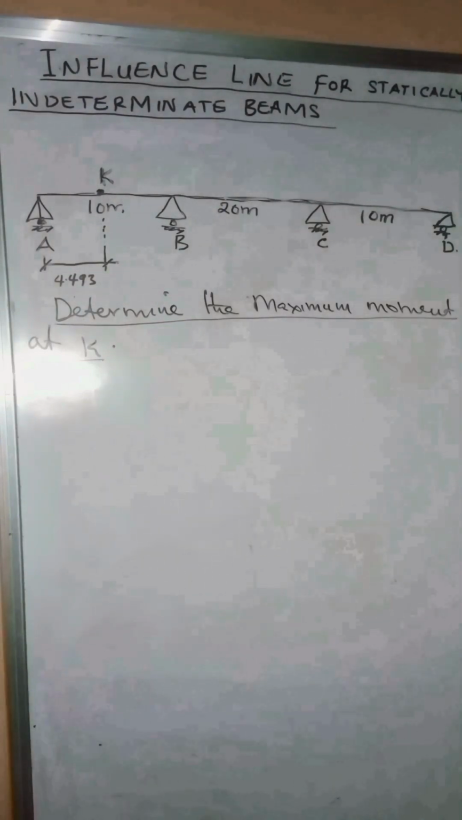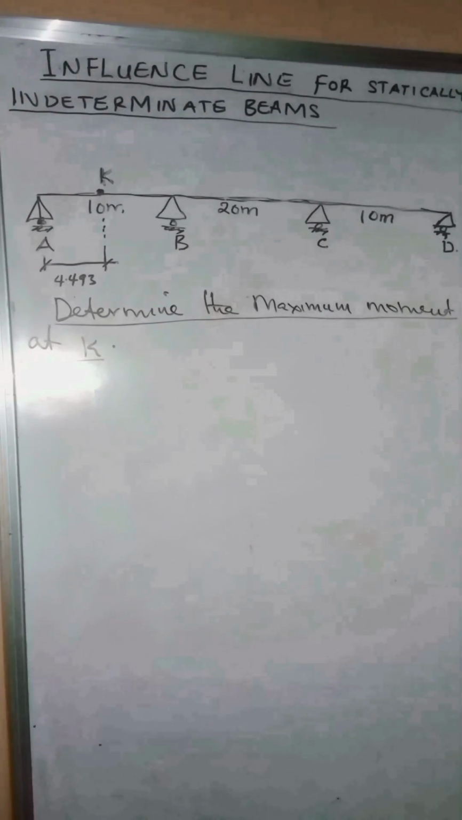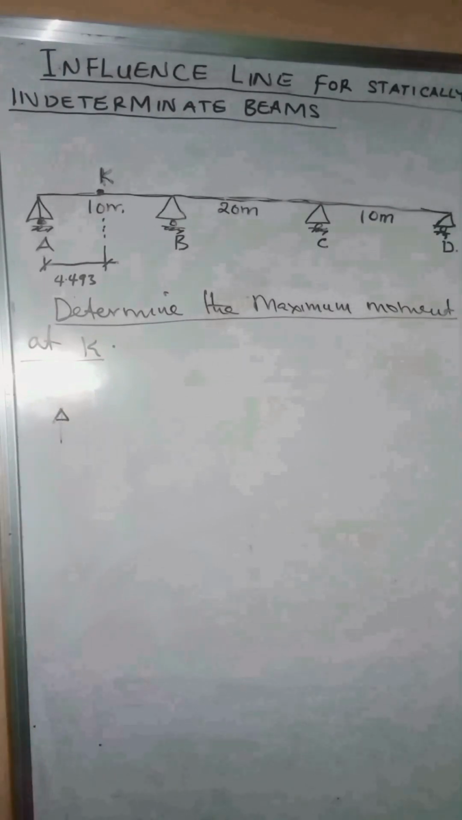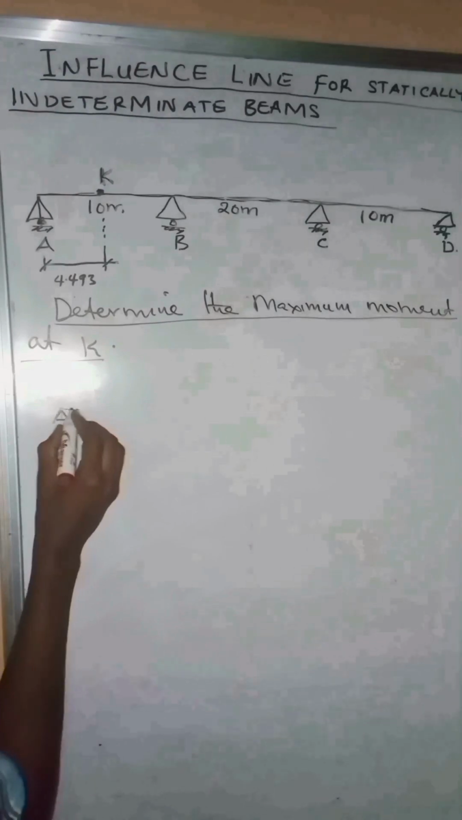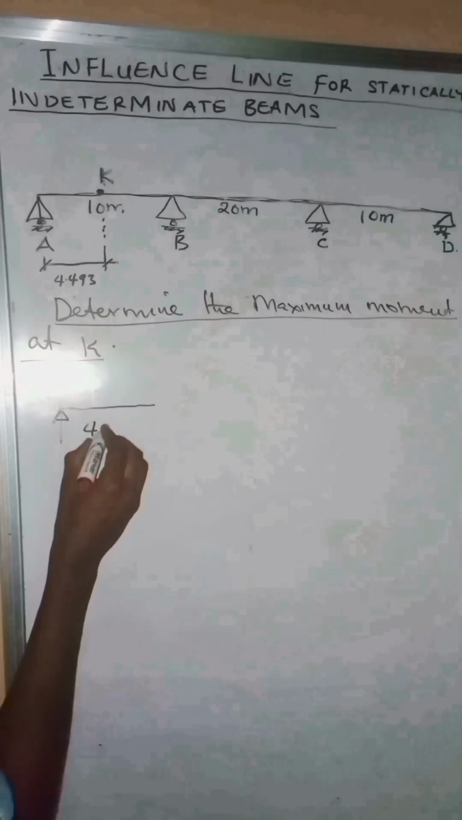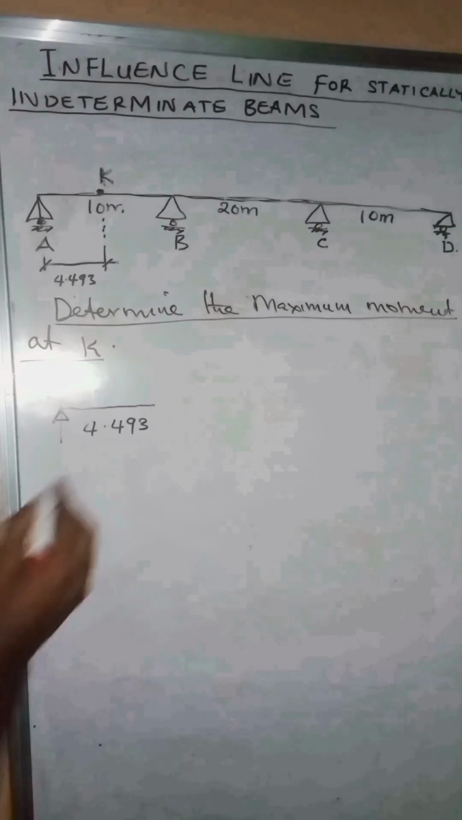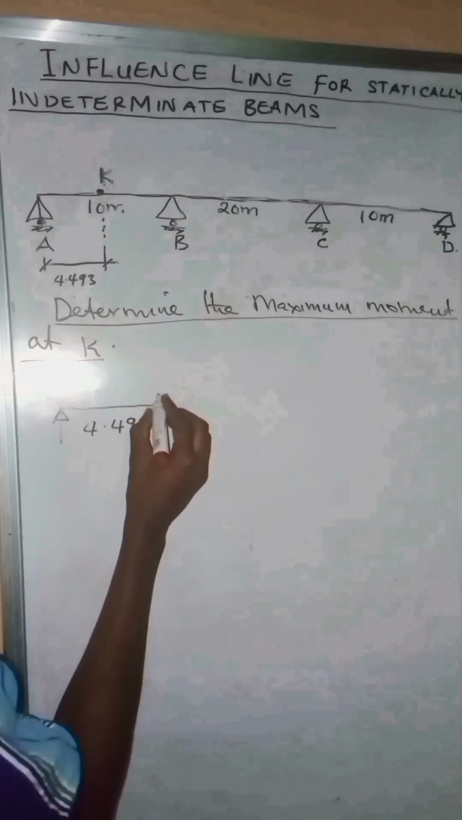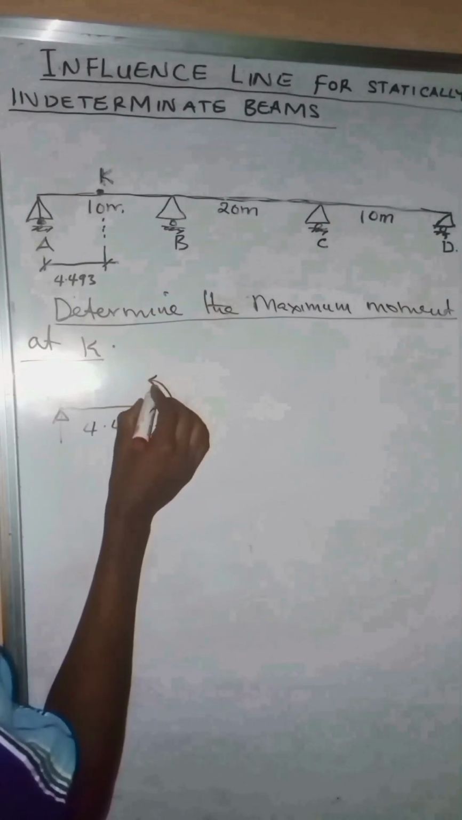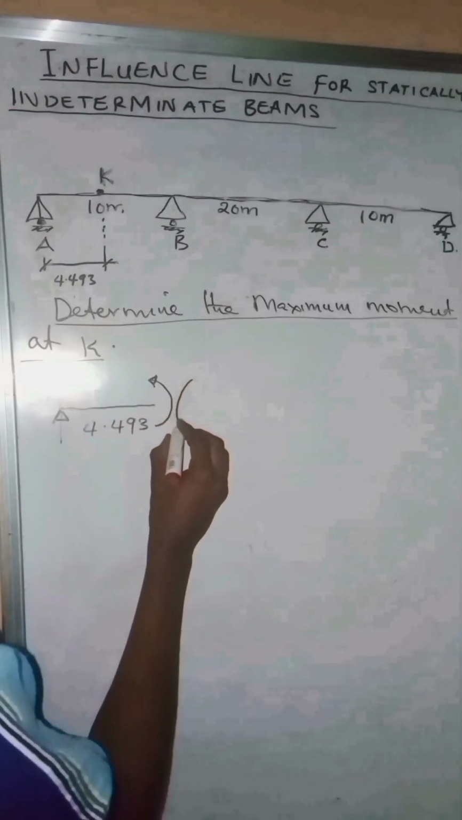Now, obtaining the maximum moment at point K due to a series of moving loads, we are going to apply a hinge at K. When we apply a hinge at K, we are equally going to apply a couple moment at point K. So applying a hinge and a couple moment at point K, we have it as this. We have a couple moment.